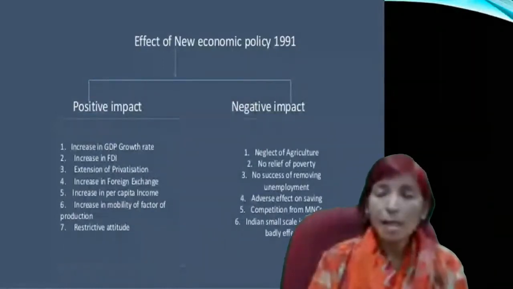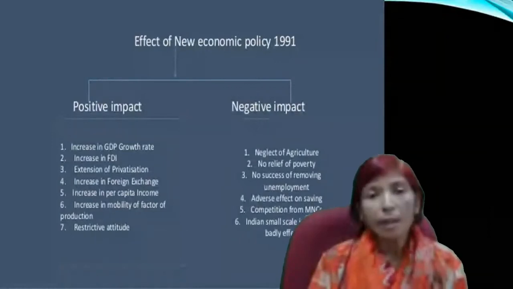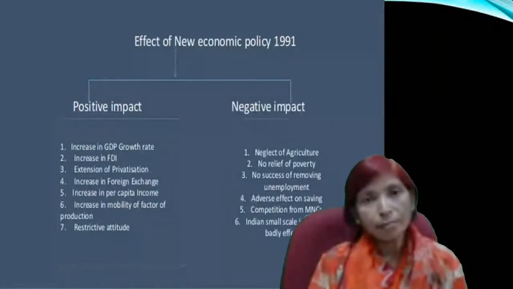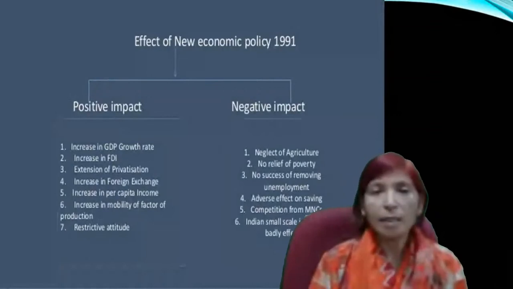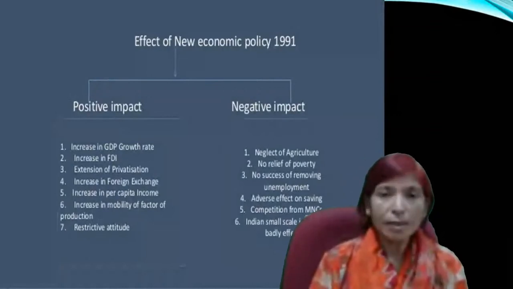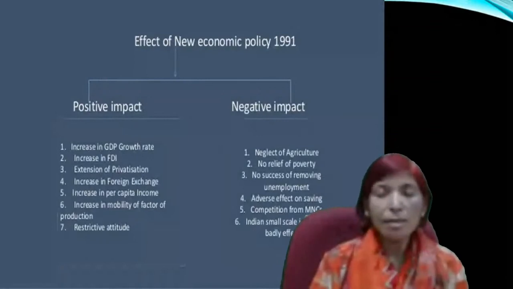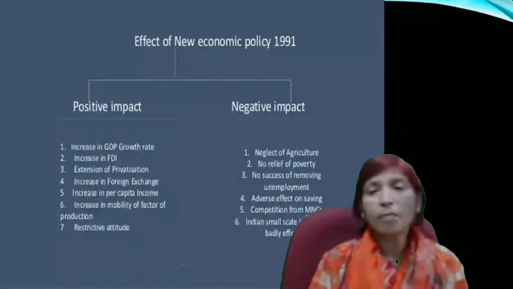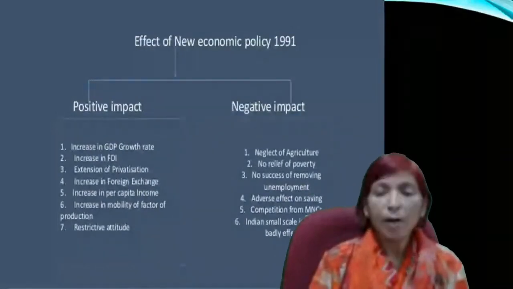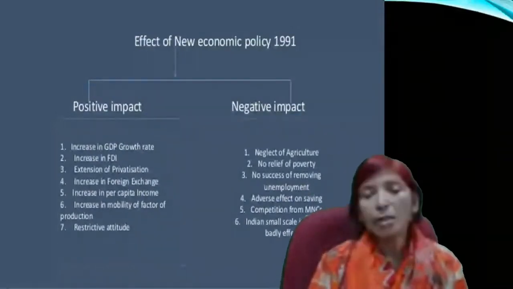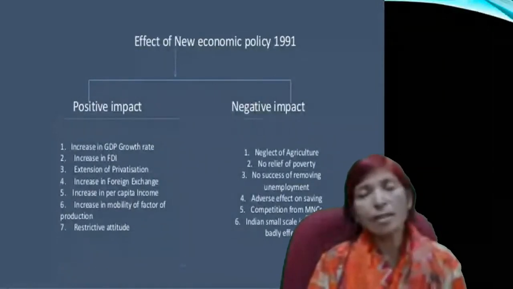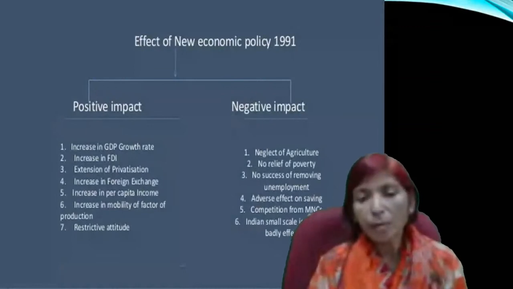But it has some negative impacts also. It neglects the agriculture sector, because in this new economic policy, the government mainly emphasized industrial policy reforms, trade policy reforms, capital market reforms, fiscal policy reforms, and foreign trade reforms, but did not emphasize the agriculture sector. That's why in this policy there was a neglect of the agriculture sector. This is a negative impact of this new economic policy.